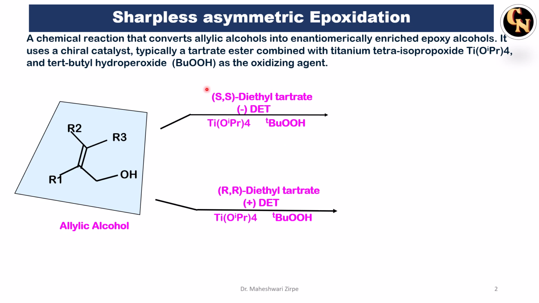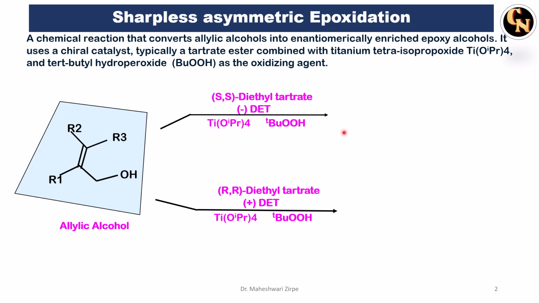The main thing is the catalysts which are used for this reaction. You can find that the tartrate ester is combined with titanium tetraisopropoxide and tertiary butyl hydroperoxide, that is t-BuOOH, as an oxidizing agent. Okay, so one thing is, because it is enantioselective, that is, the addition of the epoxide takes place enantioselectively, that's the reason why it is a very favorite reaction of the examiners, and they always ask such type of questions in the exam.